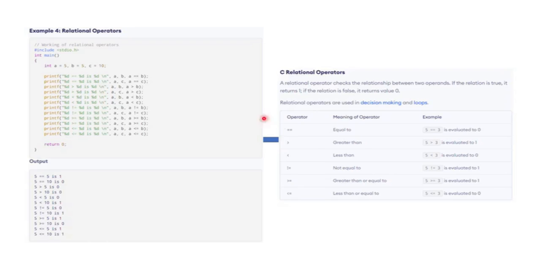Here a is 5, b is also 5. So come to the third line. Is 5 greater than 5? No, right, it's false. So we get 0. You see the third line? 5 greater than 5 is 0. 0 means false. Similarly, you can go through the other examples.